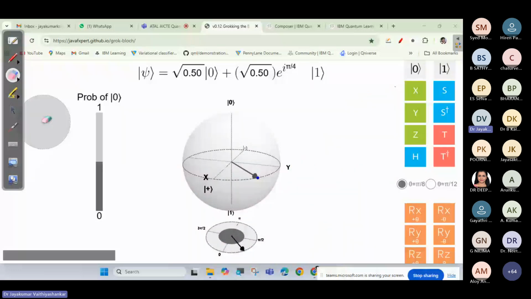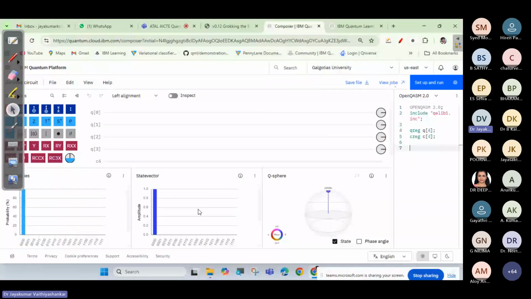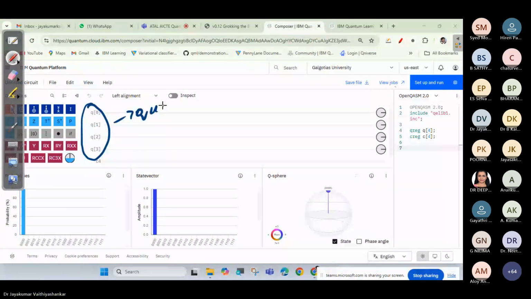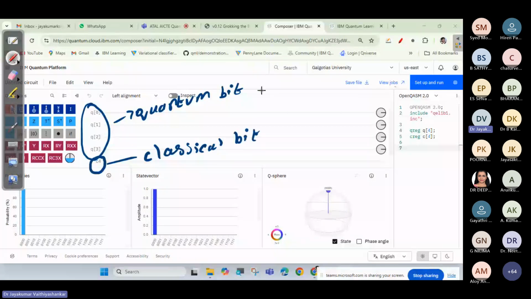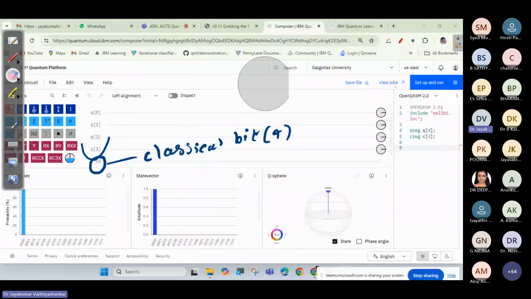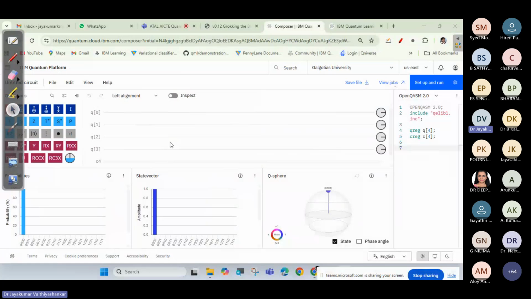Okay, so we try to build all these gates in the composer. This is the IBM Qiskit composer. You can see 4 quantum bits over here: Q0, Q1, Q2, all these are quantum bits. You can see downside C4, this is called classical bit. So in total we have 4 quantum bits and 4 classical bits, so that is why they are represented over here.